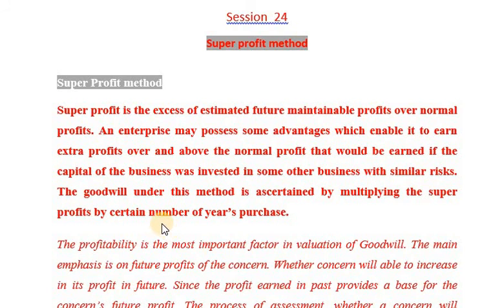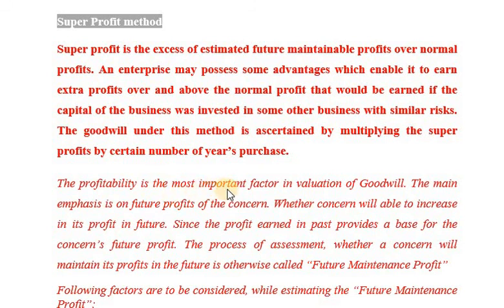My dear students, super profit is the difference between actual profit and normal profit, and I have discussed the reasons attributable for super profit. Now, let me proceed further. Profitability is the most important factor in valuation of goodwill. The main emphasis is on the future profit of the concern, whether the concern will be able to increase its profit in future. Since the profit earned in the past provides a base for the concern's future profit, the process of assessing whether a concern will maintain its profit in the future is otherwise called future maintainable profit.